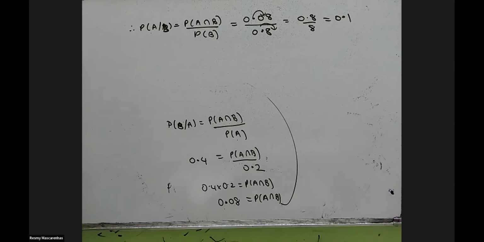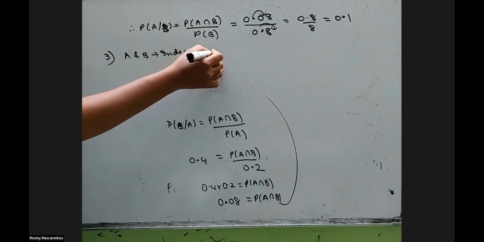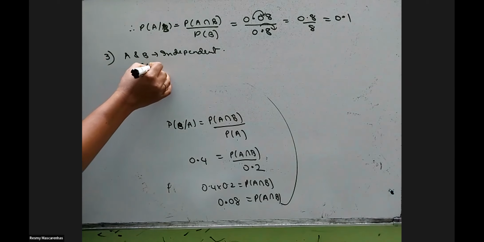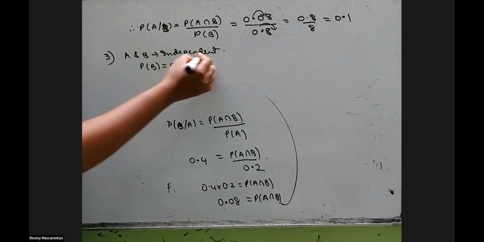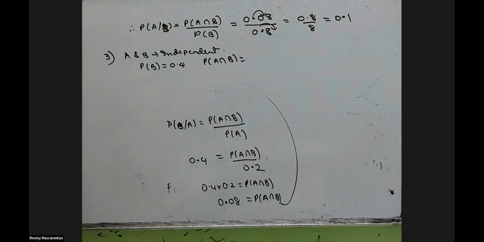Third one, A and B are given as independent. P of B is given as 0.4. P of A intersection B is what has been asked. P of A is given as 0.3.